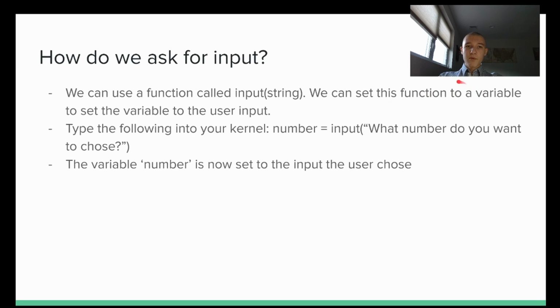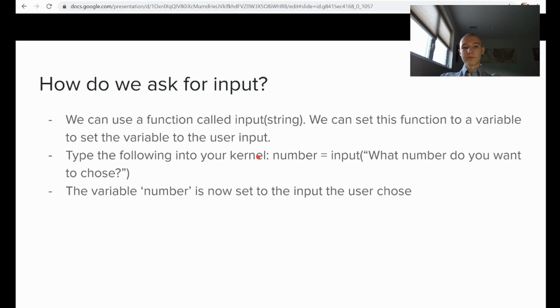How would we ask for input? Well, it's quite simple. We would set a variable to the function input and then a string with a question of what you would like to ask the user. When you ask the user the question inside here and the user answers and presses enter, the value that they answered will be inside of the variable that you set this input string equal to. We will do this right now in Kaggle.